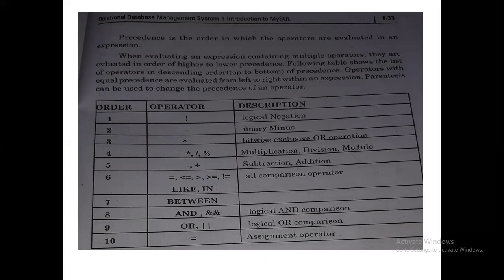Operators with equal precedence are evaluated from left to right within the expression. Parentheses can be used to change the precedence of an operator. So this is the operator precedence. In this table it is given from lower to highest precedence. First one, logical negation. This is unary minus, this is bitwise exclusive or, this is multiplication, division, mod, this is subtraction, addition, these are all comparison operators, between, then like, in, and this is between, this is logical and comparison, logical or comparison, and this is the assignment operator.